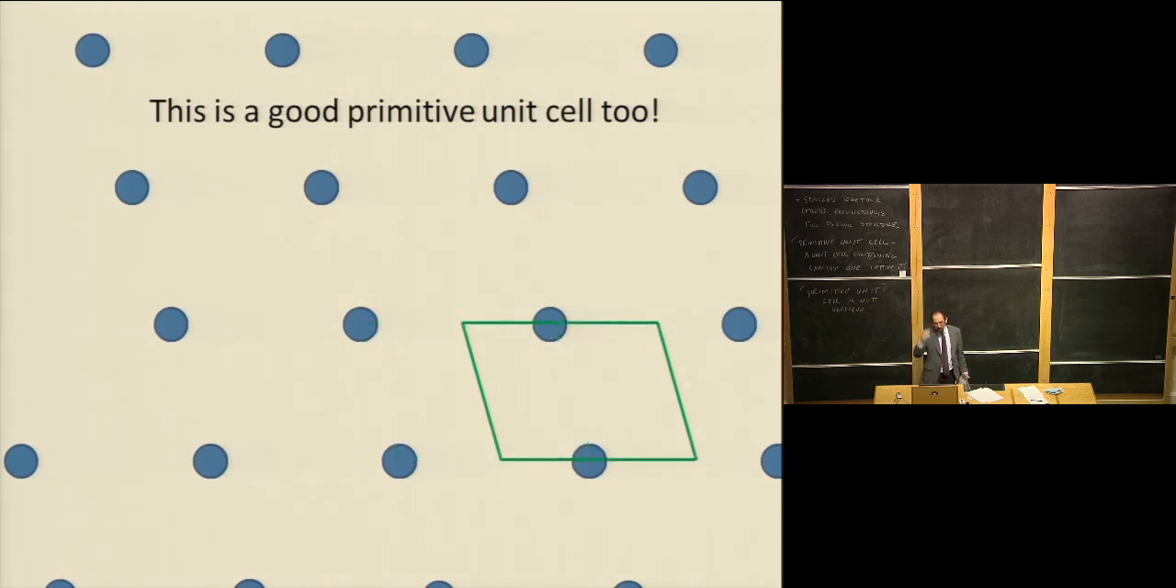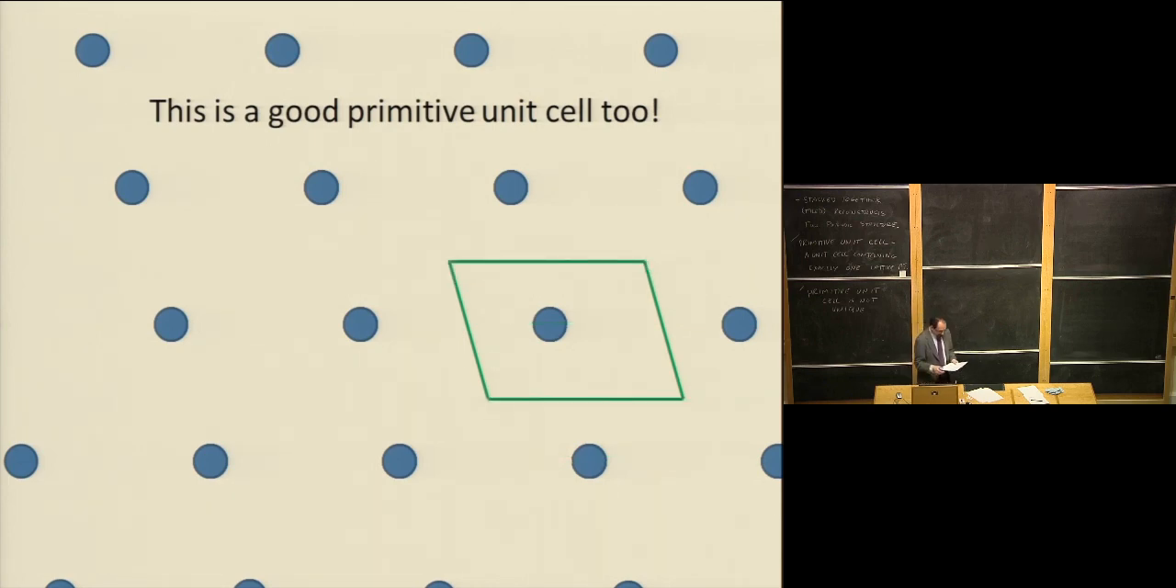Maybe this is also a good primitive unit cell. This is a lattice point more obviously broken into 2 pieces. You assemble them together, you get the one lattice point back. And this one is a simpler unit cell, which is maybe easier to see that it contains exactly one lattice point.